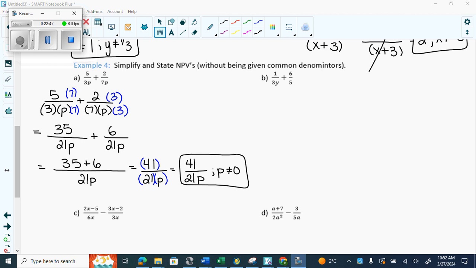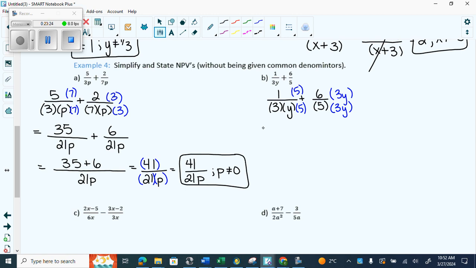We have 1 over 3y plus 6 over 5. Now I need to make my denominators the same. So 3 and 5, I can multiply them to make them both be what? 15. And then this one I need to also get a y, correct? So this one I'm going to multiply by 5. This one I'm going to multiply by 3y. Like I said, you know you didn't mess up if in the next step you have common denominators. If you don't, you made an oopsie.